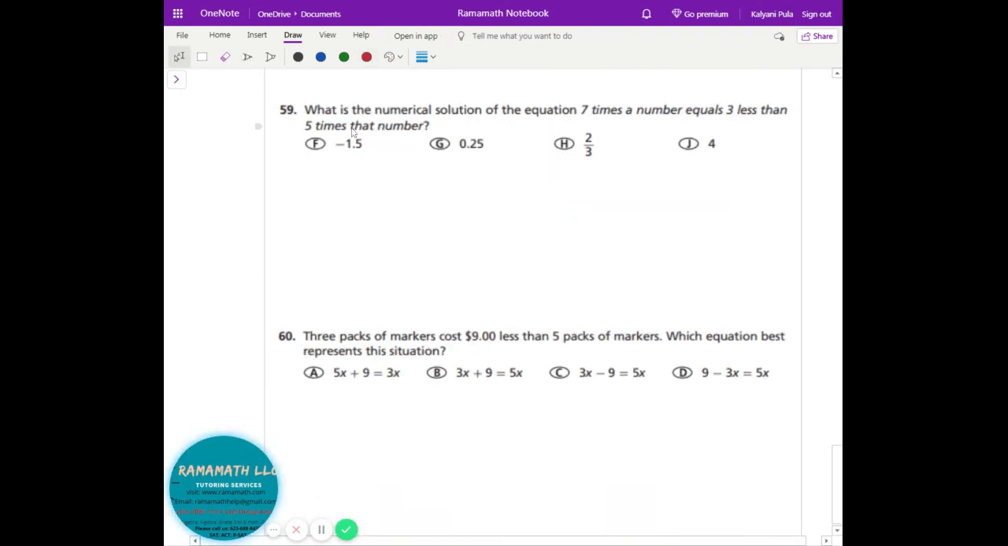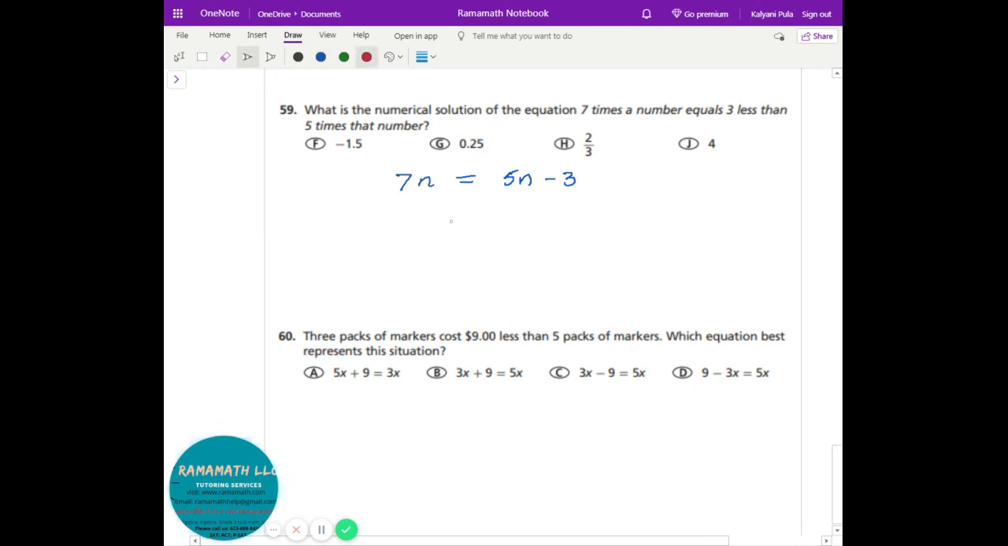And the question says, what's the numerical solution of the equation: 7 times a number? So 7 times a number, equal to 3 less than 5 times that number. So 3 less than 5 times this number. 5 times that number, but 3 less than. So that's your equation. Okay? And then it's easy. Once you get that, writing the word problem into an equation, that's a big thing. And once you get that, the rest is pretty much easy.